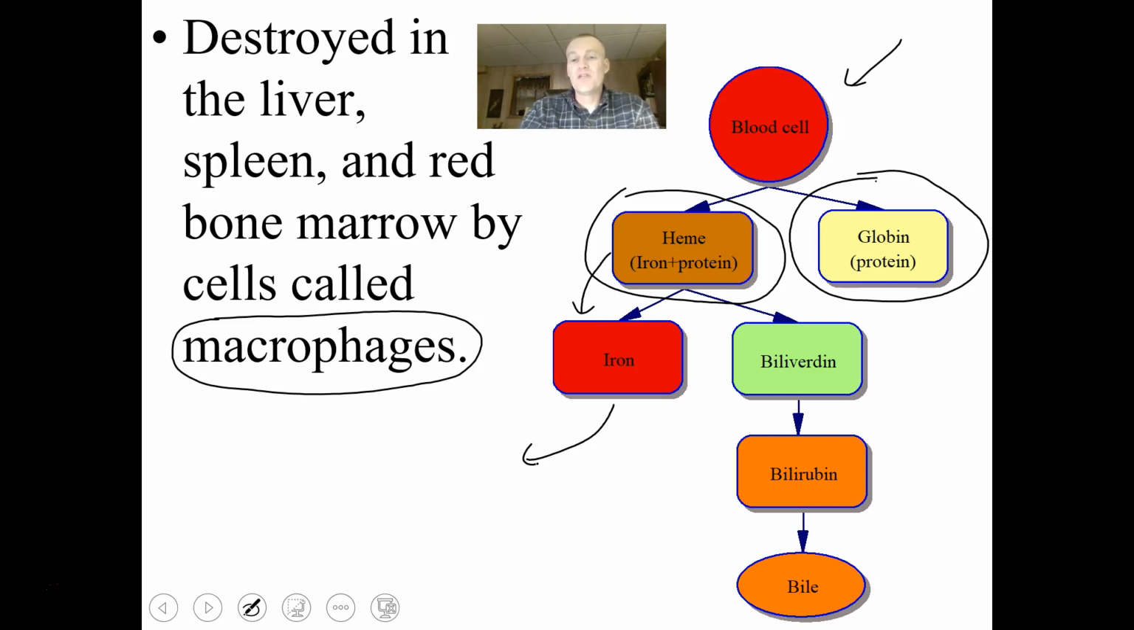So the non-iron portion of the heme is going to be converted into biliverdin. It's then converted into bilirubin. And then that bilirubin is excreted from the liver into what we call bile. That bile is put into the gallbladder. The gallbladder then excretes it into the small intestine.